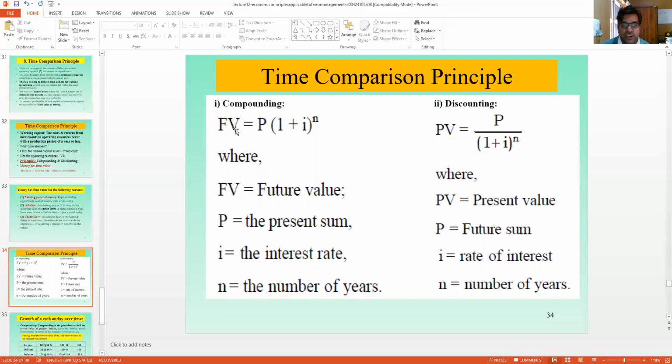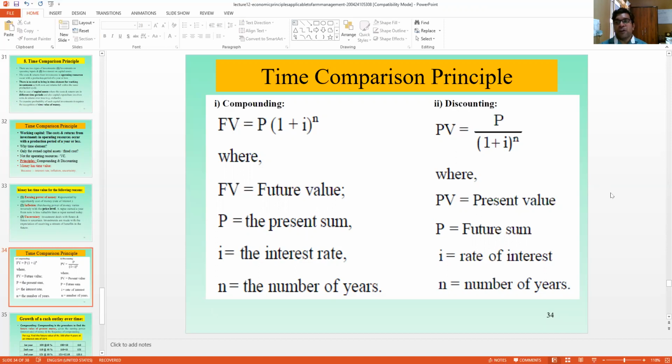So the formula is, you see, future value of present money, compounding, P into (1 plus i) to the power of n. So P is the present value which you have got right now, i is the interest rate, n is number of years. Discounting. What is discounting? What is the present value of future money? Right now, you don't have any money. You are going to get it in future.